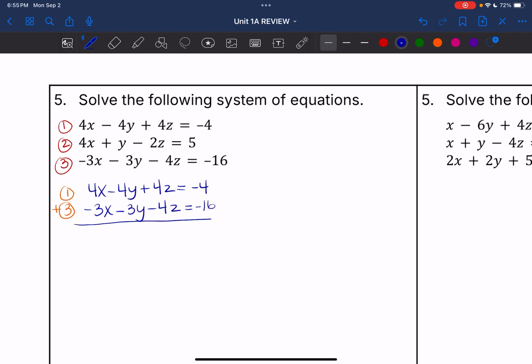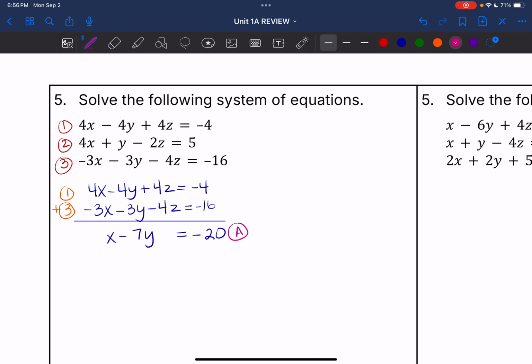And now we're going to add these two things together. This gives me 1x, or I'm just going to write x, minus 7y. The z's get eliminated, equals negative 20. Okay, so I was able to eliminate z, so now it's just a 2-variable equation. I still need to do more, but I need to save that equation. It is important. So I'm going to save this as equation A. I'm going to put an A next to it.